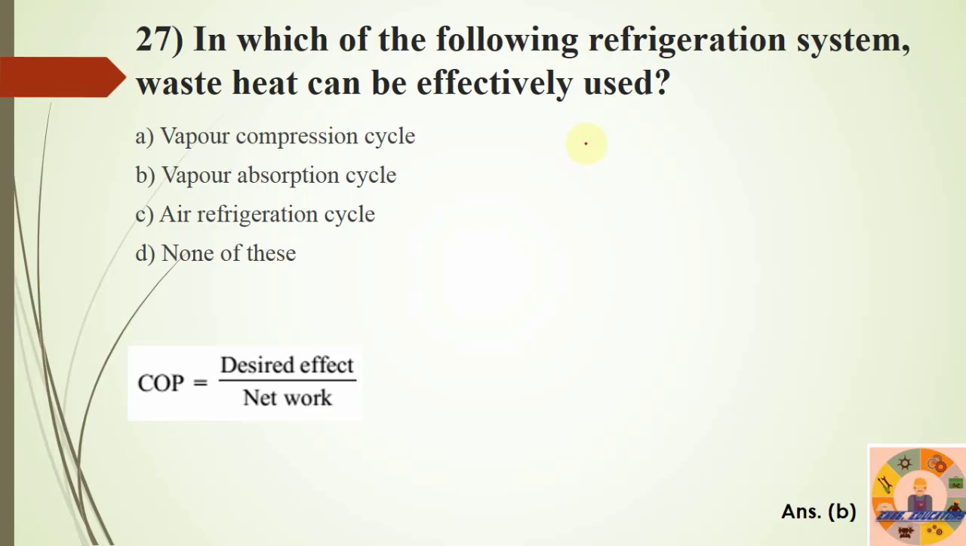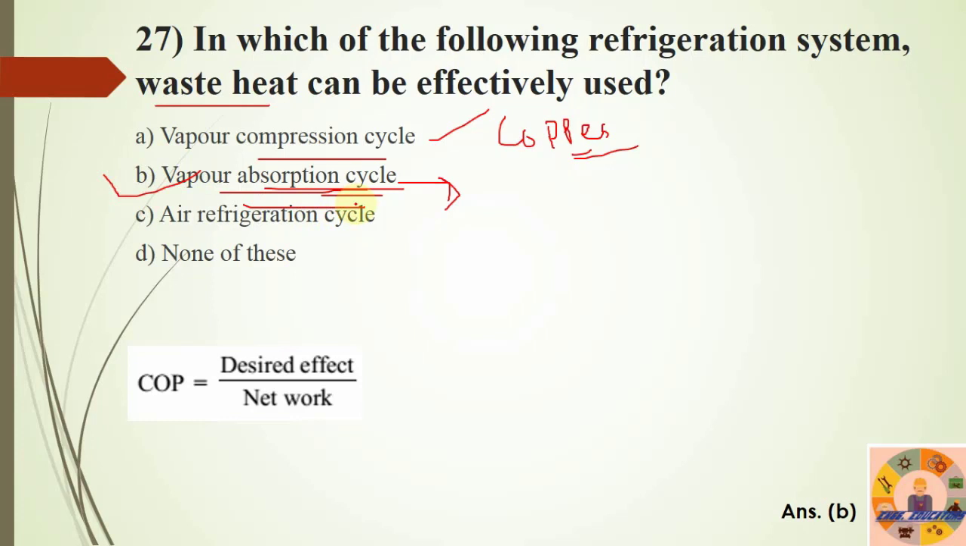Next question is, in which of the following refrigeration systems can waste heat be effectively used? Vapor compression cycle, vapor absorption cycle, air refrigeration cycle, and none of these. So waste heat is a low grade energy, and the vapor compression cycle has a compressor, so it uses high grade energy as electricity. In the vapor absorption cycle the compressor is replaced with a heater and a pump, so it uses low grade energy. So the right option of this question will be option B, vapor absorption cycle.